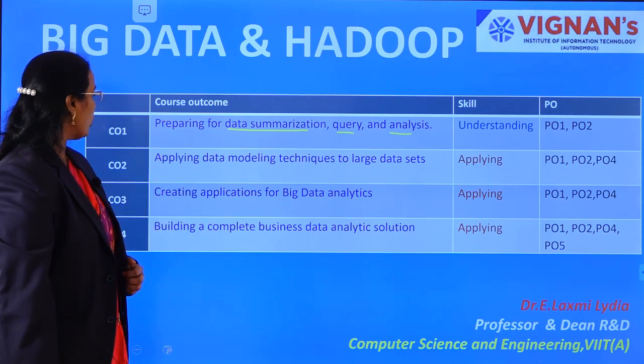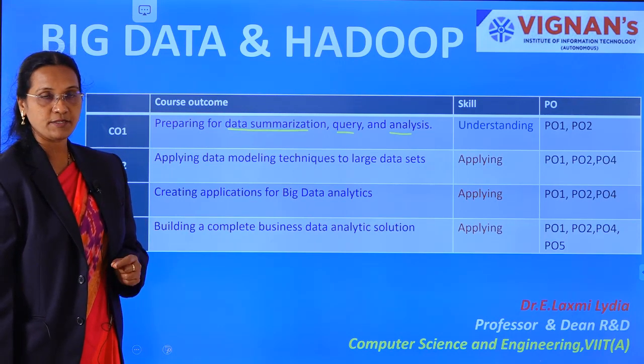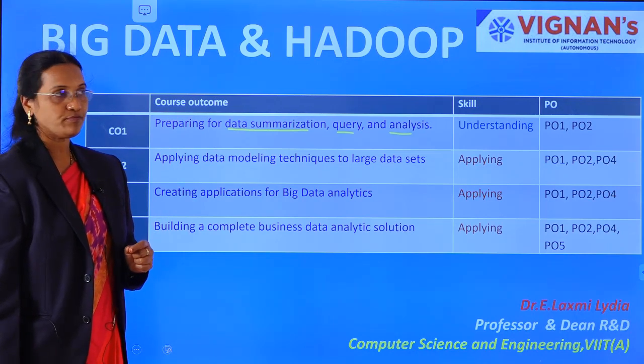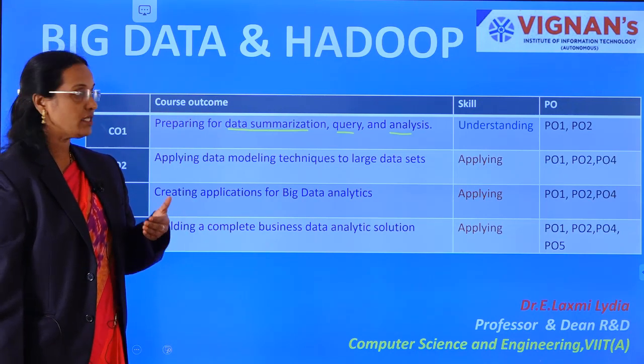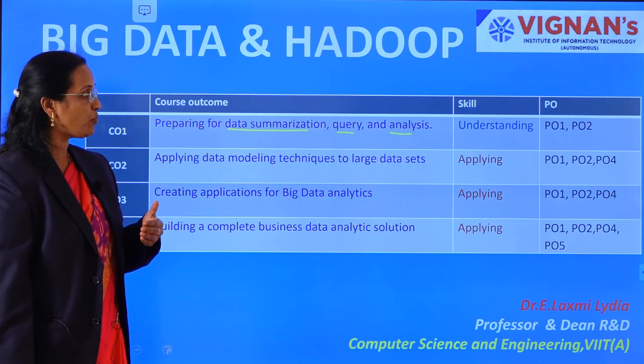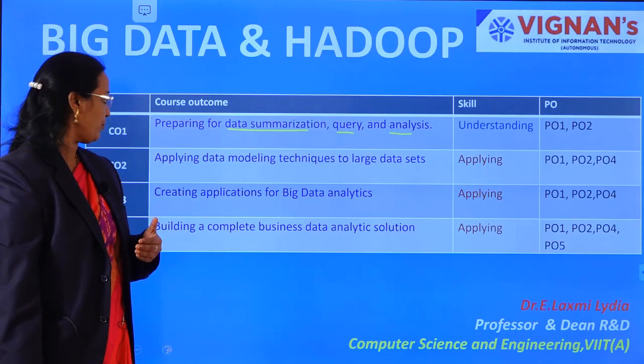The second course outcome is applying data modeling techniques on large data sets. And through this, we are going to get the skill on applying. That means you are going to apply various techniques on large data sets. And through that, we are going to achieve the program outcomes, that is PO1, PO2 and PO4.